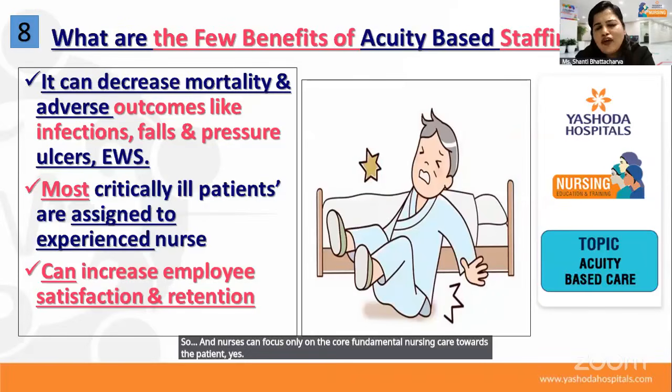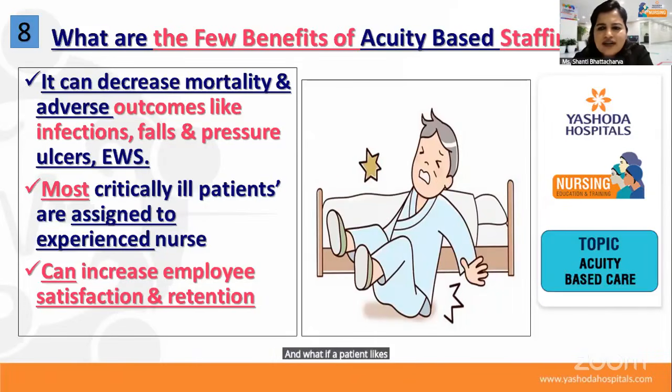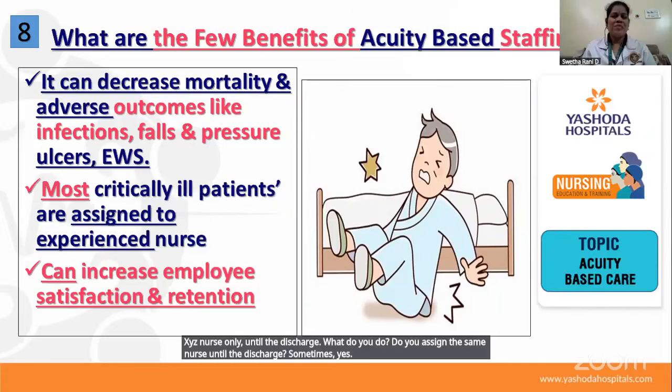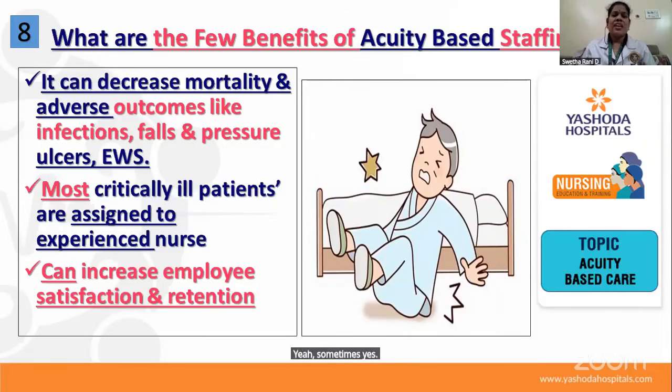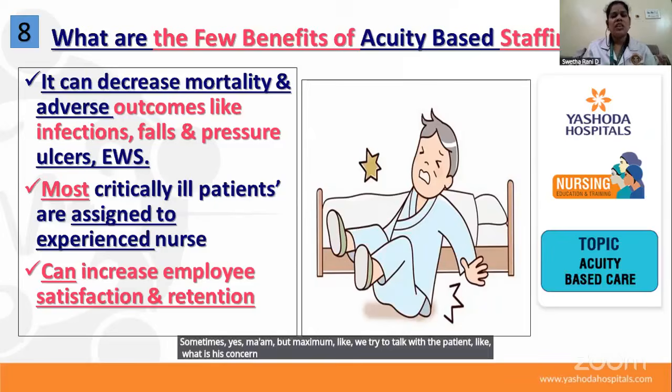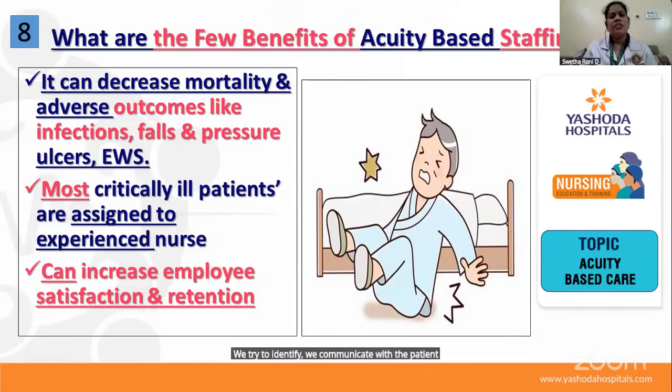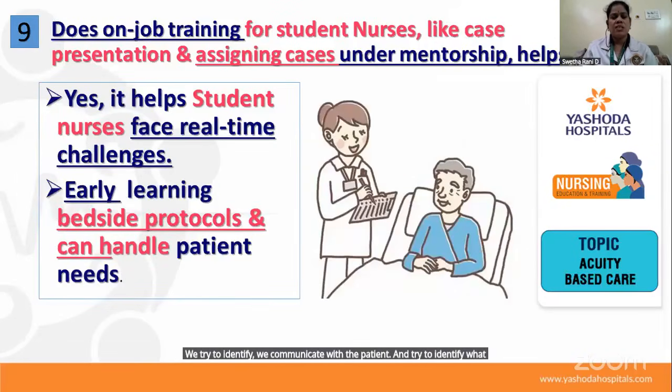And if a patient likes to select that particular nurse, XYZ nurse only, until the discharge, do you assign the same nurse until the discharge? Sometimes yes, ma'am. Mostly we try to talk with the patient about what his concern is, why he wants only that particular nurse. We communicate with the patient and try to identify what he expects from us, so that we will be able to provide it. Even the nurses are communicated about these needs, so that they will also be able to help the patient.